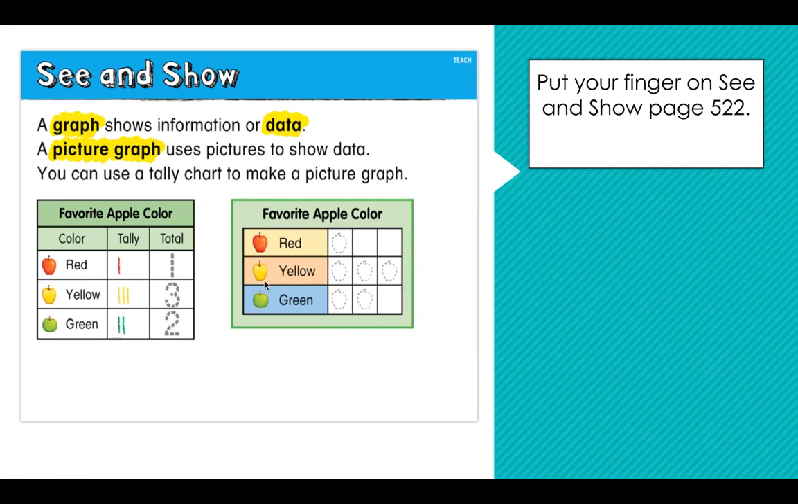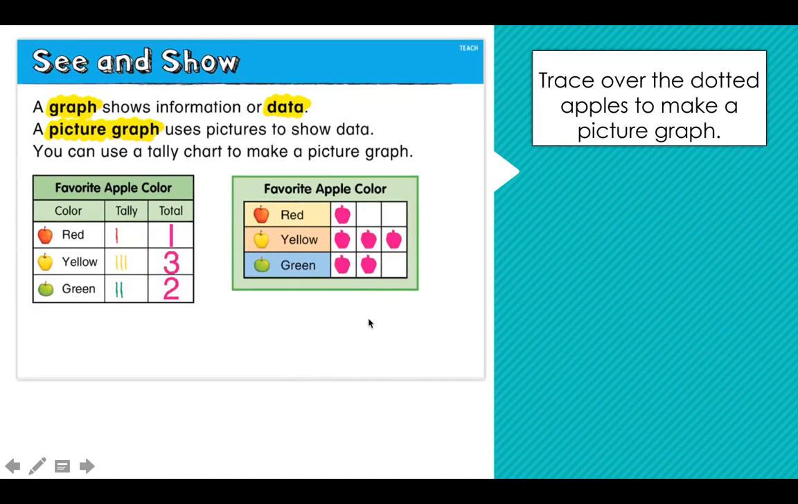Let's take a look and see how many people said yellow was their favorite apple color. I see in my tally chart that a total of 3 people said yellow was their favorite apple color. So I can draw 3 apples next to the color yellow. And let's take a look and see how many people chose green as their favorite apple color. I see in my tally chart that a total of 2 people said green is their favorite apple color. So I can draw 1, 2 apples next to the color green.